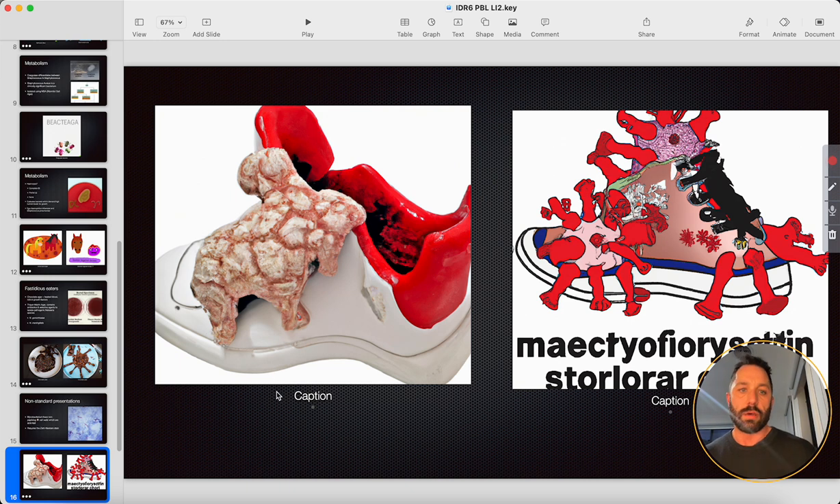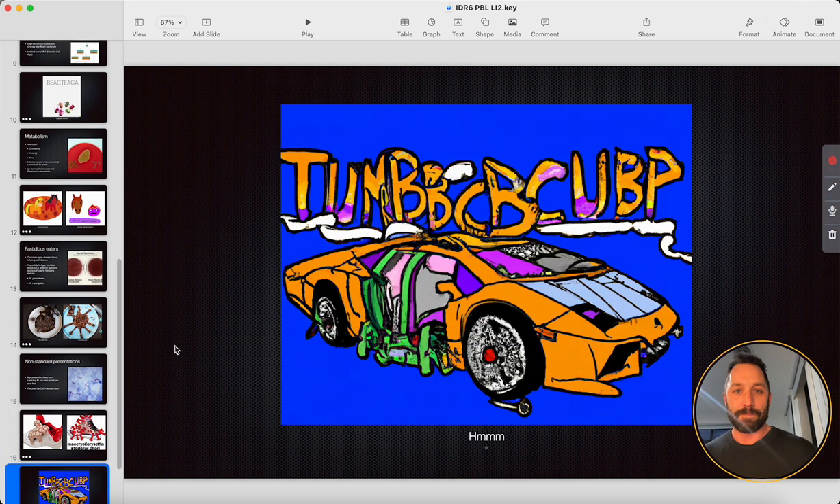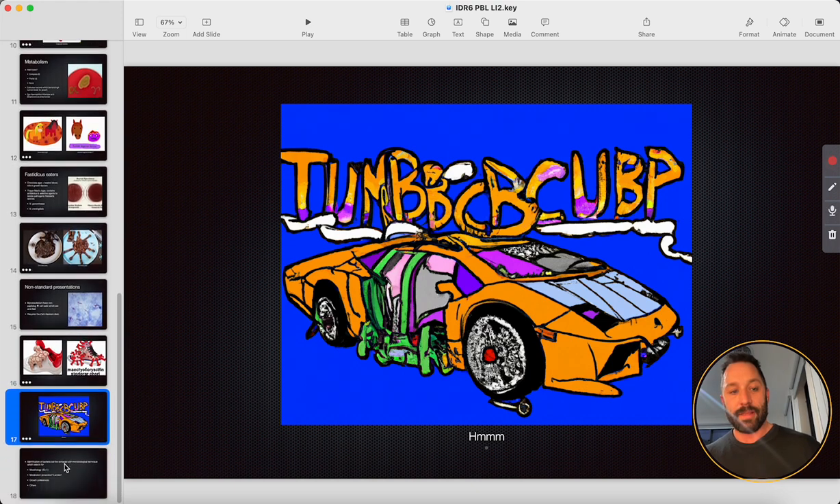Oh my god. This is a mycobacterium lung, according to AI. It's getting crazier. And a bacteria driving a Lamborghini. Good. Told you it'd be interesting.